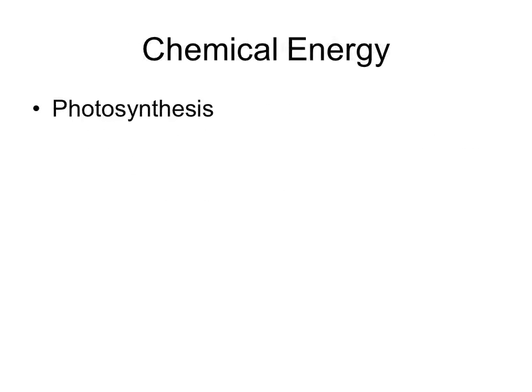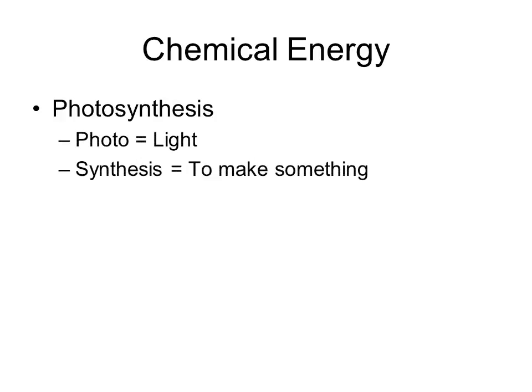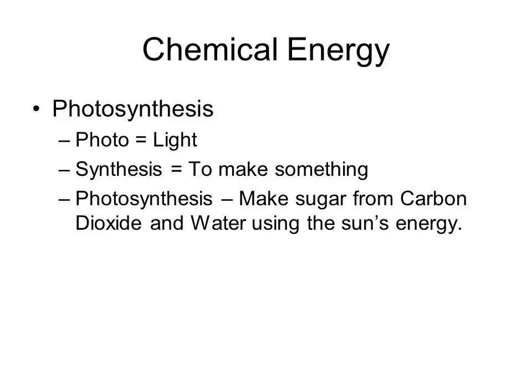Now, we don't use heat energy or light energy to maintain all the cell processes. We're going to use chemical energy, energy stored in chemical bonds. The way the plant stores energy is through a process called photosynthesis. The word comes from photo, which means light, and synthesis, which means to make something. So therefore, photosynthesis is the making of sugar from carbon dioxide and water using the sun's energy. All right, so this is how we trap the energy from the sun and bring it into the ecosystem.